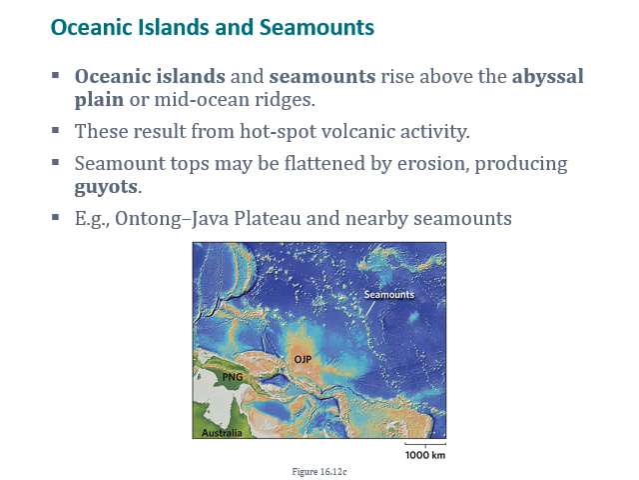So here's a picture of the OJP, which is known as the Ontong Java Plateau, a large plateau of volcanic material that was erupted underneath the water, and there are a lot of seamounts associated with it. This is near Oceania.